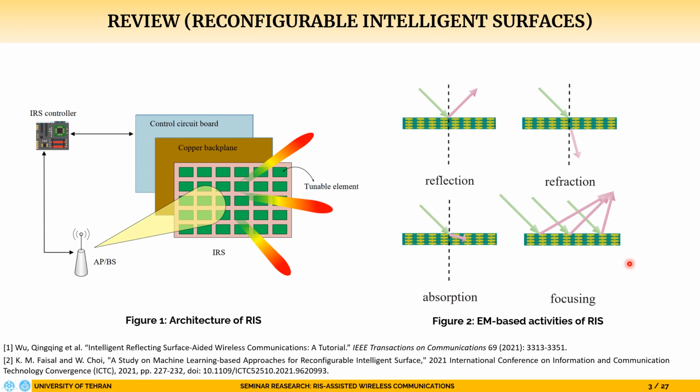The elements of the reconfigurable intelligent surface can do many kinds of actions: reflection, refraction, absorption, and focusing. And as I said, the main focus of work and research in many industrial works is focusing this incident signal to a desired angle and position. It is beamforming by tuning the phase shifts of the elements and focusing the incident signal to an intended angle.